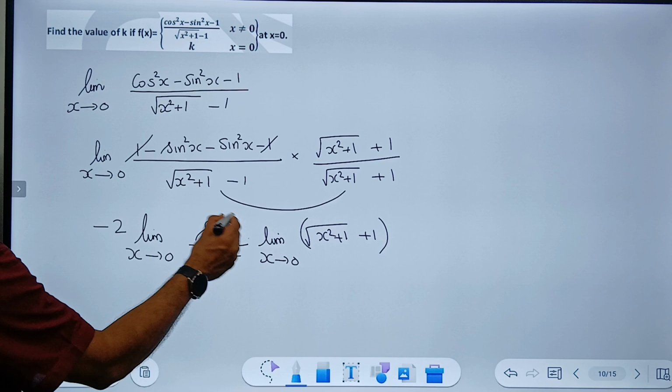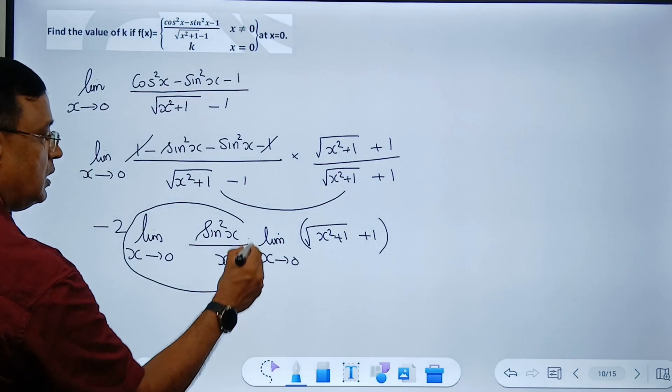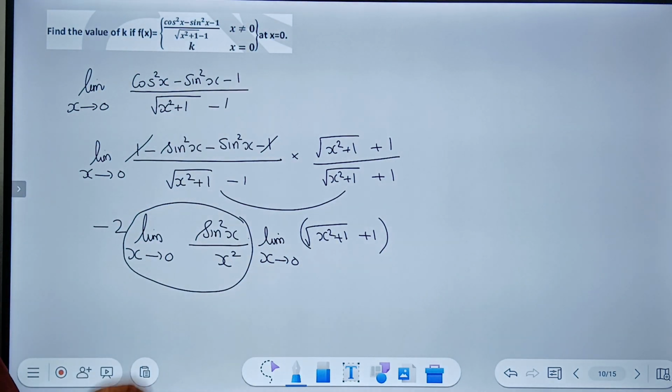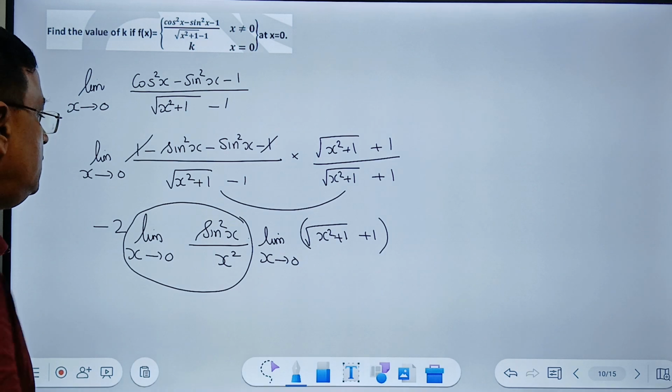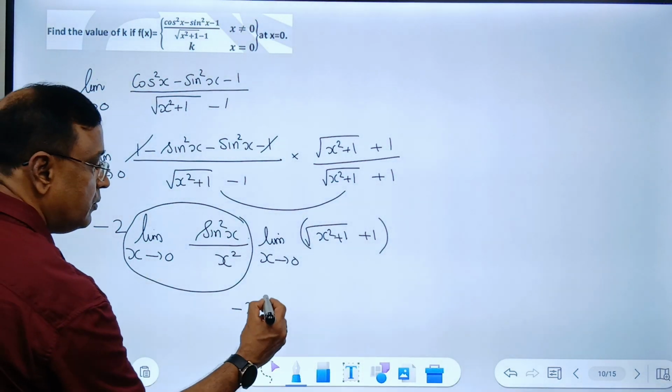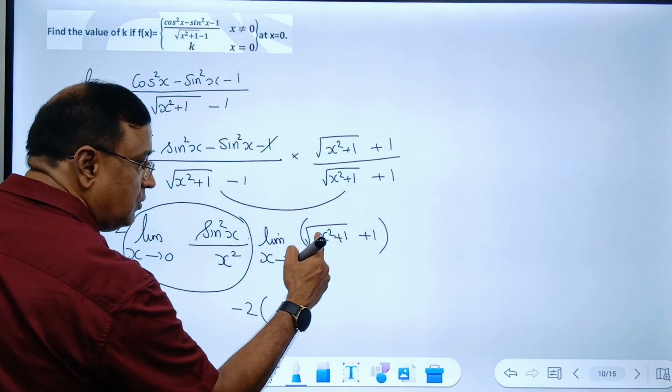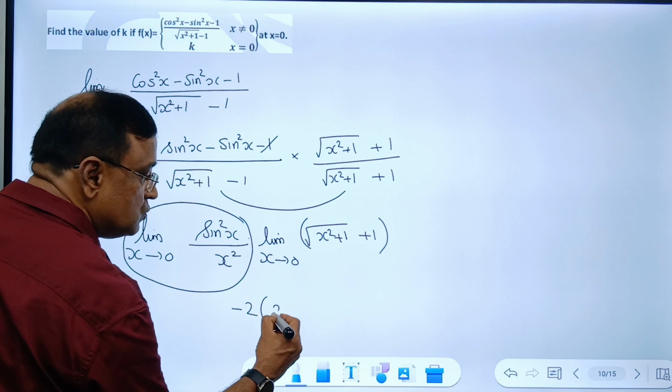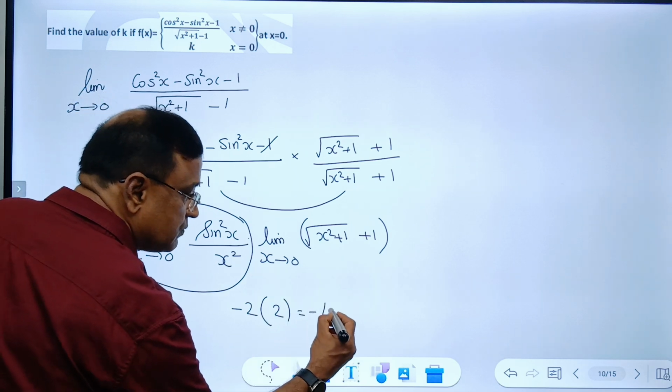Now clearly this satisfies the definition of the formula. Limit x approaches 0, sin x by x is 1. So it will be minus 2 into, when you put x is 0, you get root 1 plus 1, that is 2. So my limit is minus 4.